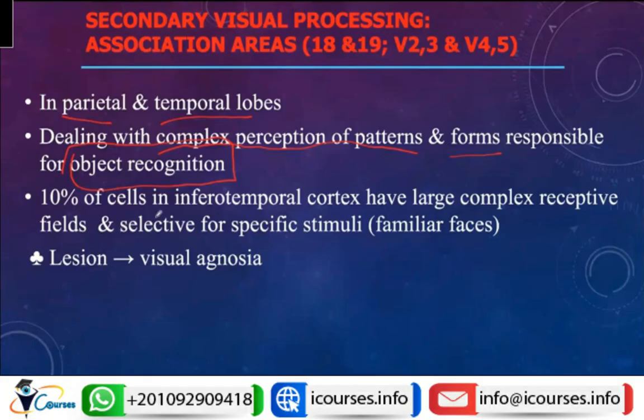And sometimes there are 10% of cells in the inferotemporal cortex that have large complex receptive fields and are selective for specific stimuli like familiar faces. So when you look at a face that you saw in the past, you will be able to recognize whose face this is. Hence a lesion in this area will cause visual agnosia. So we can see, but we don't understand what we are seeing.